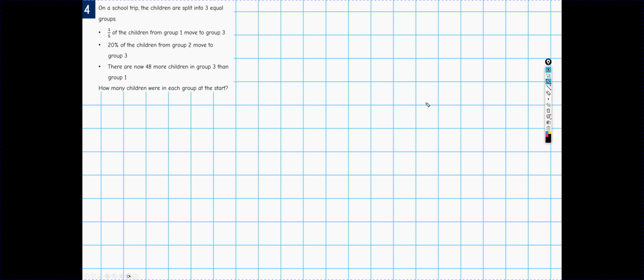Okay, this is a level 4 Barvember question, so one of the slightly easier ones than the ones I usually do. On a school trip, the children are split into three equal groups. 1/5 of the children from group 1 move to group 3, 20% of the children from group 2 move to group 3, and there are now 48 more children in group 3 than in group 1. And we're asked how many children were in each group at the start.